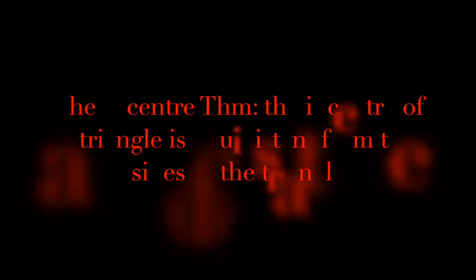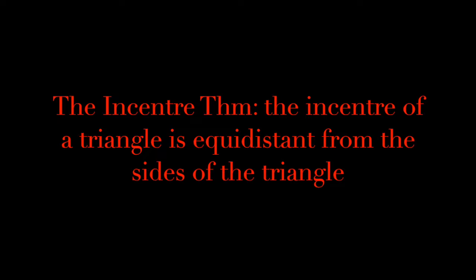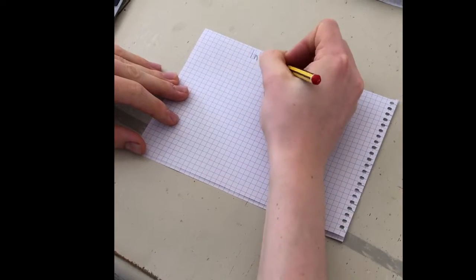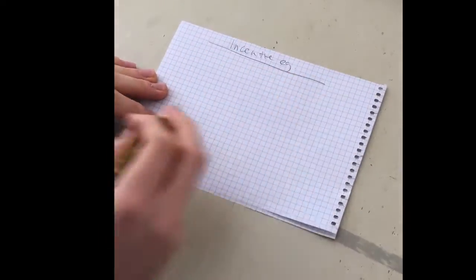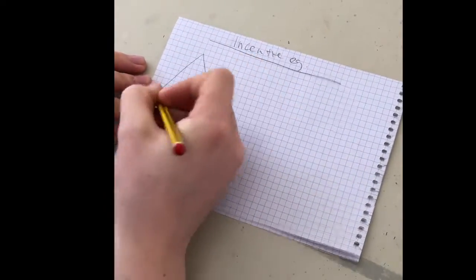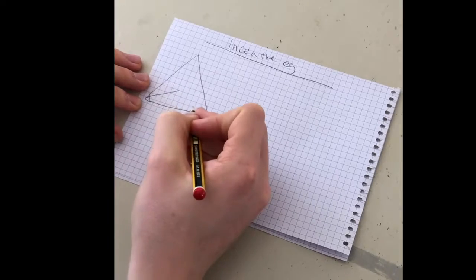A triangle has three interior angles, so it has three angle bisectors. The angle bisectors of a triangle are also concurrent. This point of concurrency is referred to as the incenter of the triangle. Let's have a look at its theorem. The theorem states that the incenter of a triangle is equidistant from the sides of the triangle. In this triangle ABC, there are three angle bisectors drawn, and all of them meet at the incenter of the triangle.